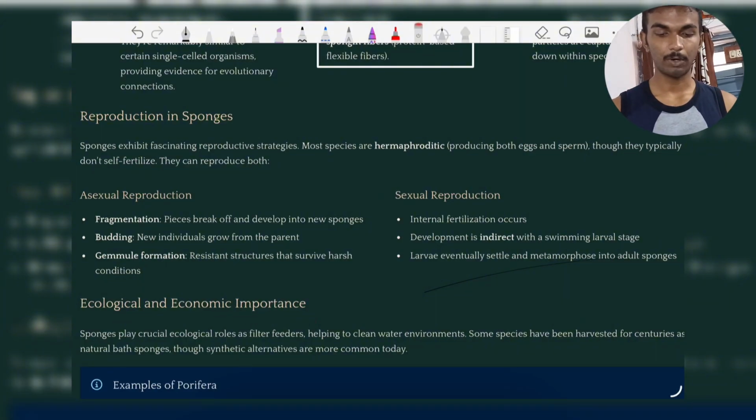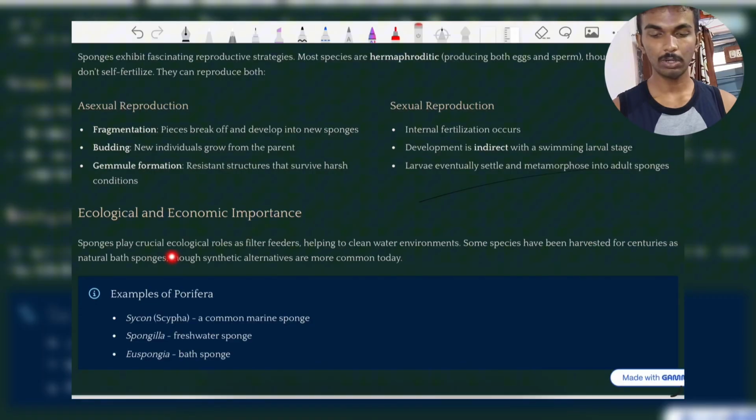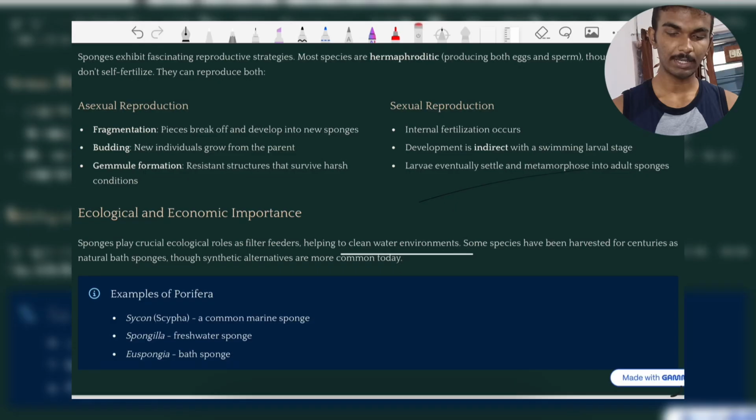Ecological and economic importance. Sponges play crucial ecological roles as filter feeders, helping in cleaning water environments. This is important. Some species have been harvested for centuries as natural bath sponges, though synthetic alternatives are more common today. Examples of Porifera: Scypha, a common marine sponge; Spongilla, a freshwater sponge; Euspongia, the bath sponge. This is important. Also, you have to know which sponge and what is its common name.